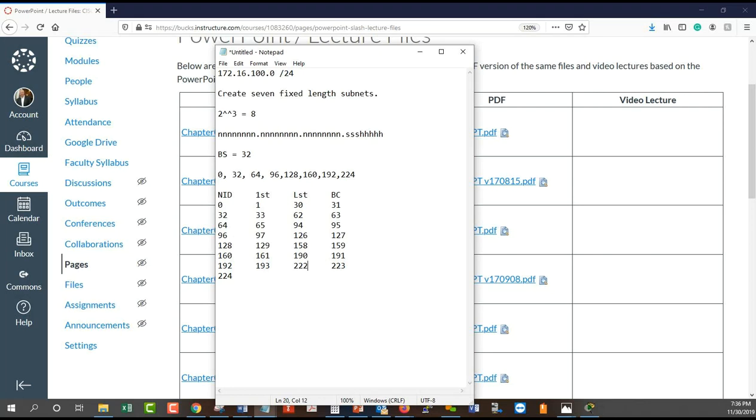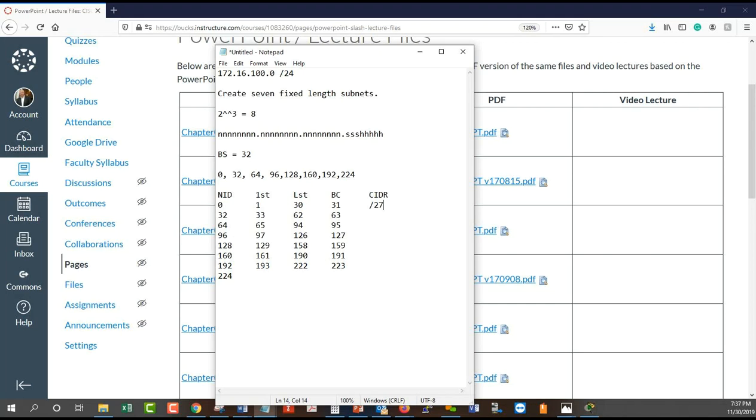As a final check, remember that network IDs are always even, first addresses are always odd, last addresses are always even, and broadcasts are always odd, okay? And finally, let's put in CIDR, and CIDR is going to be, for all of these, a /27, because they're all fixed length, so they're all /27s, okay? Sharon, any questions? Very good. Thank you. Okay.